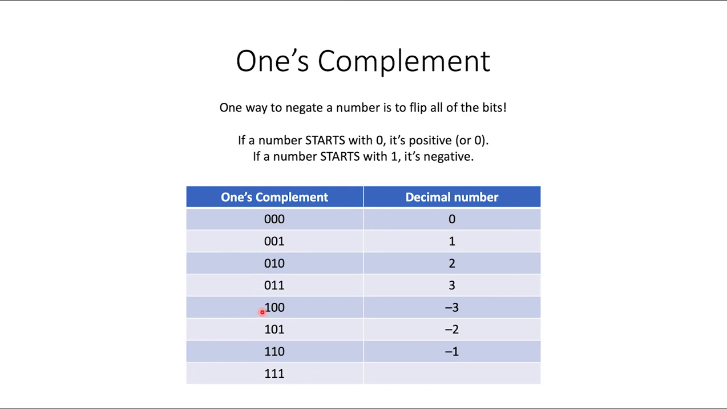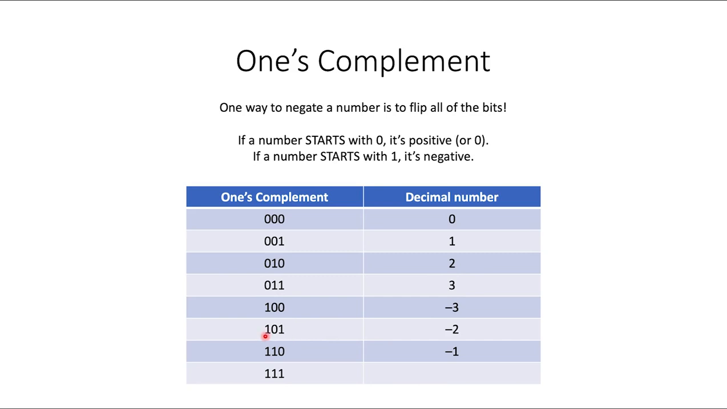Now we come to the fifth number, 100. What is this number? Well, it starts with a 1, so it's negative. And if we negate this number, then we can figure out what the value of the number should be by looking at which positive number it corresponds to. So to negate this number, you just flip all of the bits. So let's do that. 100 becomes 011. 0, 1, 1 corresponds to 3. So this number must be negative 3.